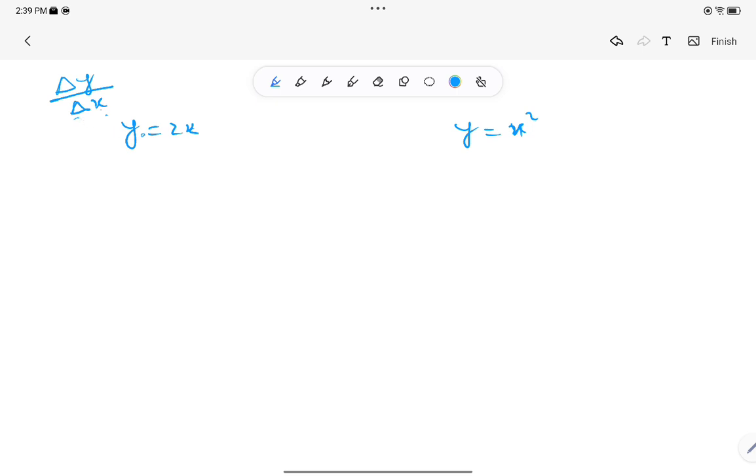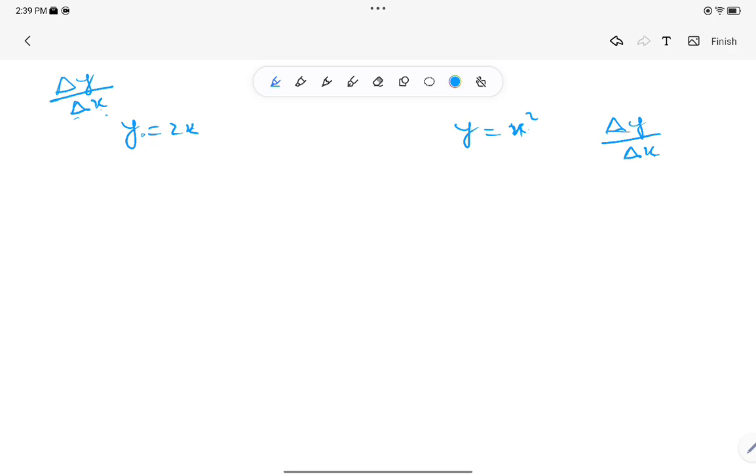But in this case, the size of delta x matters in delta y by delta x. We saw it: if we take delta x equal to one size, then we get one rate of change. If you change the size of delta x, we get a different rate of change. That becomes confusing, because then the rate of change loses its meaning for such relations.